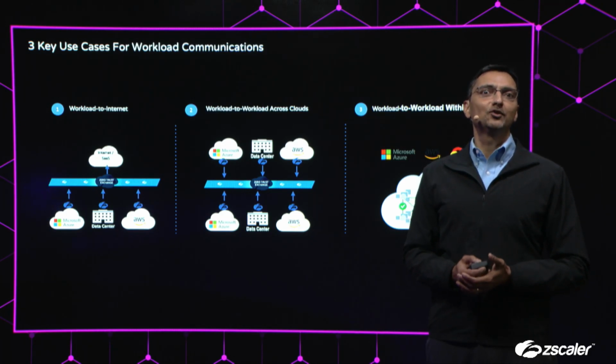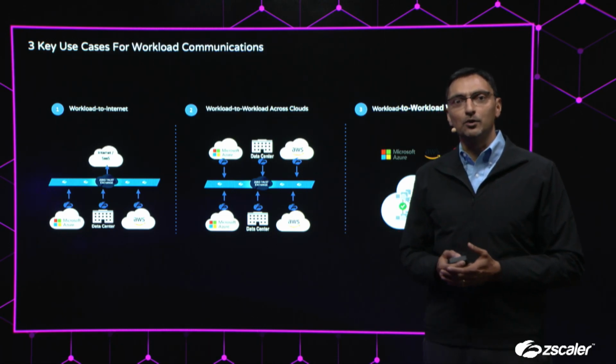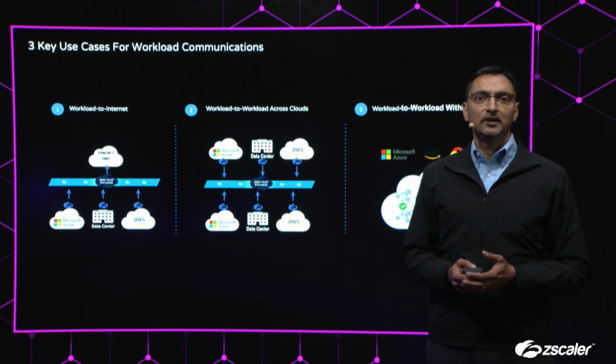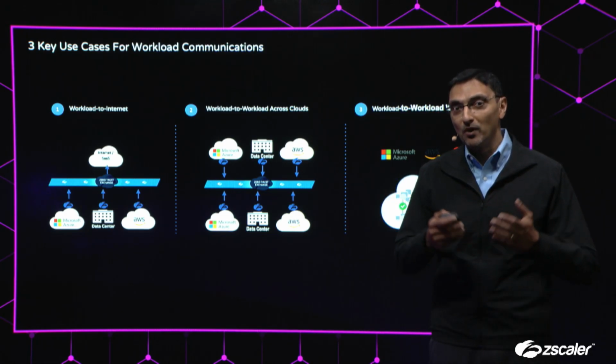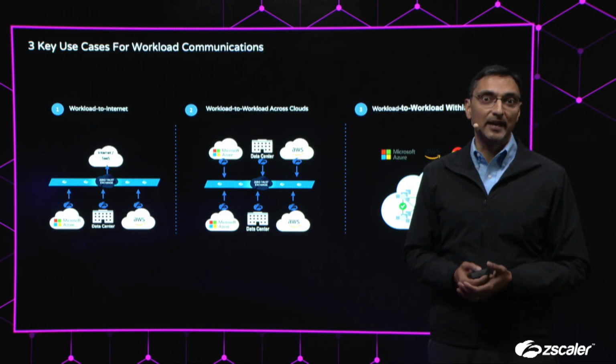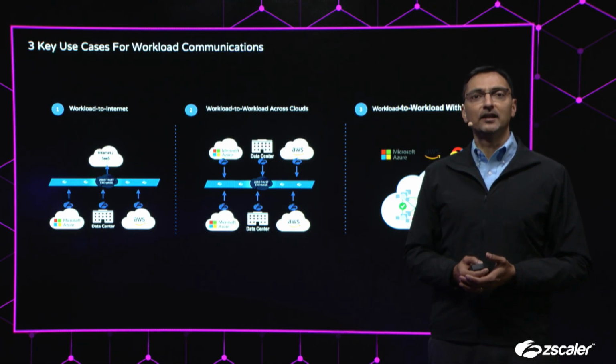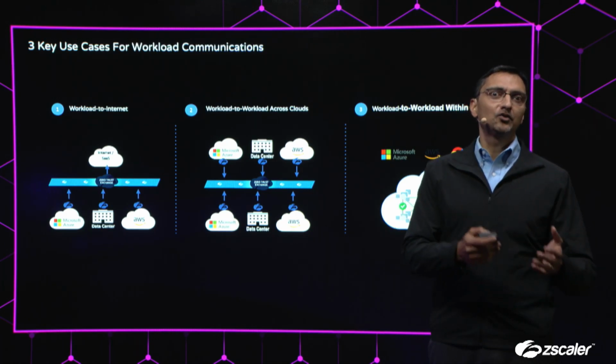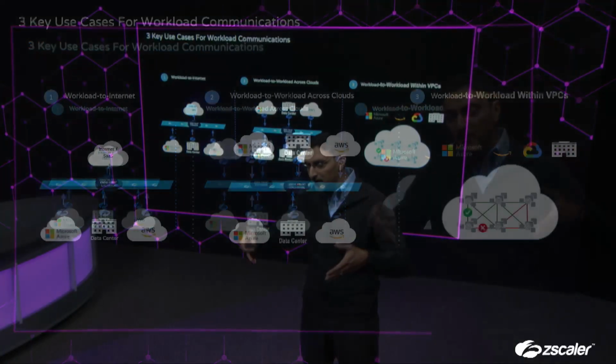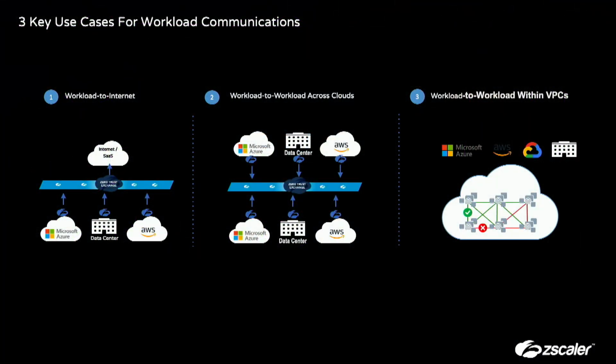Number 2, workload to workload communications. This enables workloads to communicate with other workloads across public clouds and the corporate data center without requiring them to be on the same network by using ZPA. And finally, number 3, workload-to-workload communications within a VPC. This enables identity-based microsegmentation for workloads within your VPCs and Vnets without requiring any network segmentation.